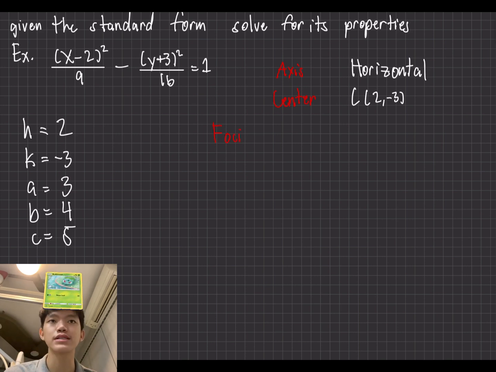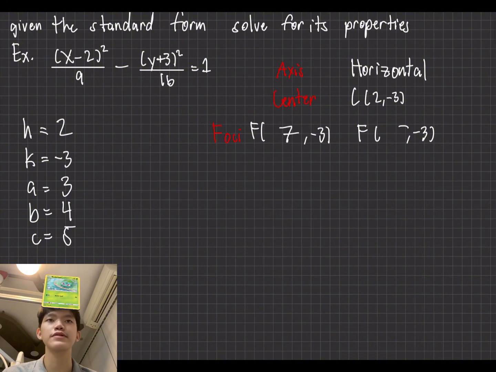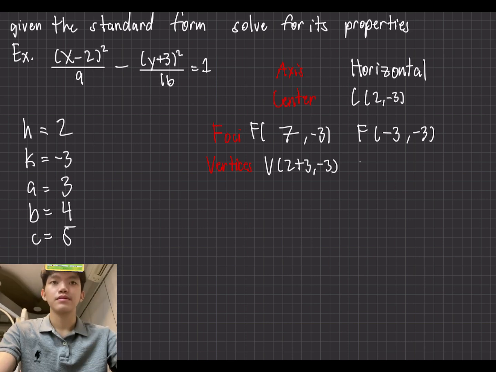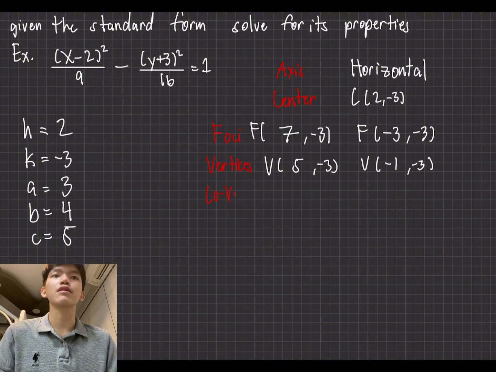And for our foci, we will have 2 plus 5 comma negative 3 and 2 minus 5 comma negative 3. So it will be 7 and negative 3. So next we have the vertices. So for our vertices, we have 2 plus 3 is equals to 5 comma negative 3. So 2 minus 3 is equals to negative 1 comma negative 3.